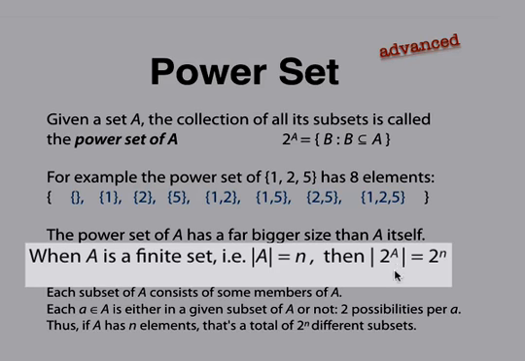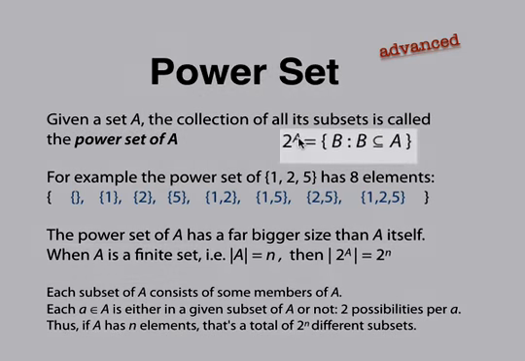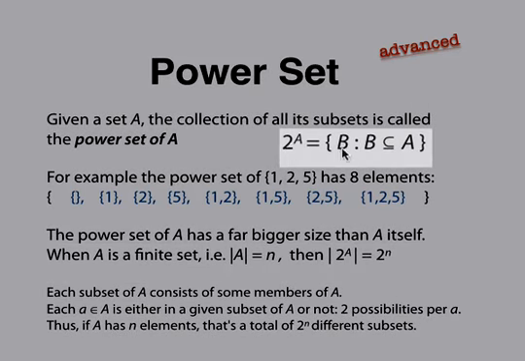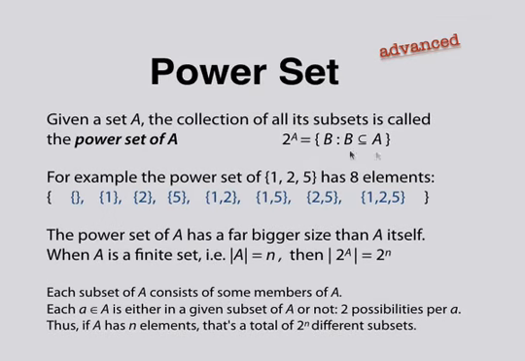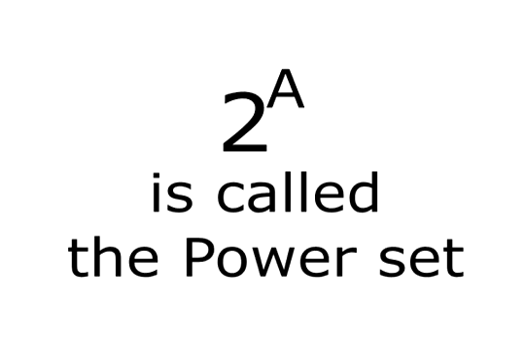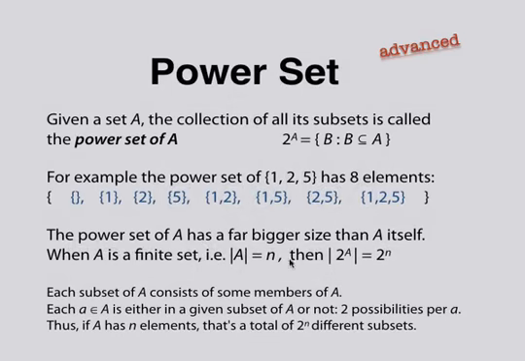That's why you have this notation. This is the power set, and this is mathematical notation. It says it's the set of all B, where B is a subset of A. Very compact. So 2 to the A is called the power set of A. And it's far bigger.